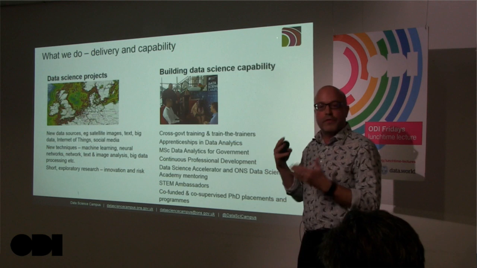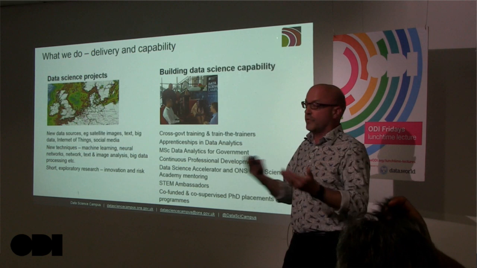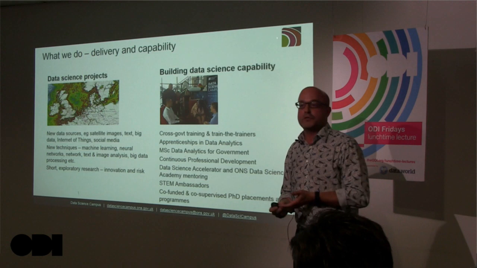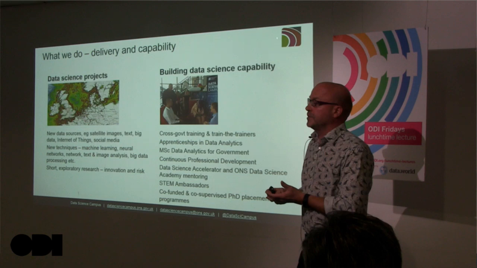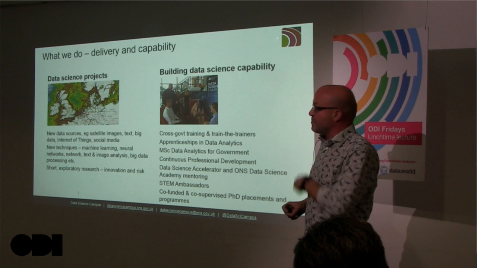The second area is things like MScs. We sponsor universities to deliver MScs for us for different parts of government. And we move that up to PhDs. We've launched with the Turing Institute, which is the National Institute for Data Science and AI, a PhD in data science for public goods. The first cohort of that starts with us in September. So that will be a stepping up, working on PhD programs across the piece with universities.